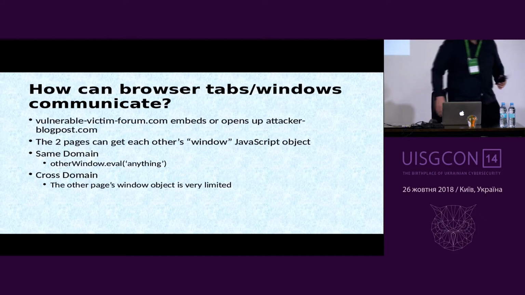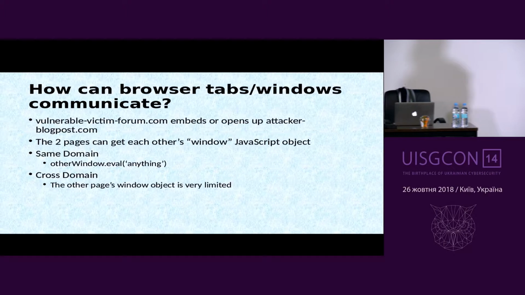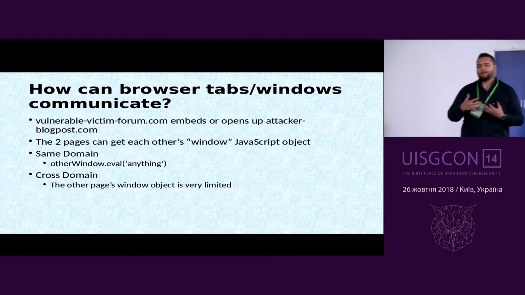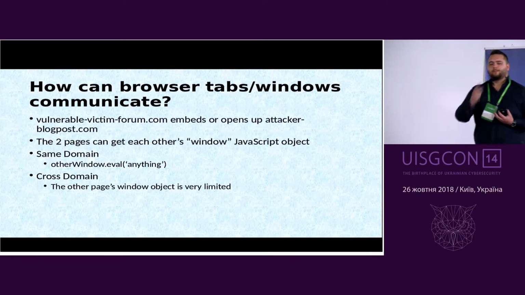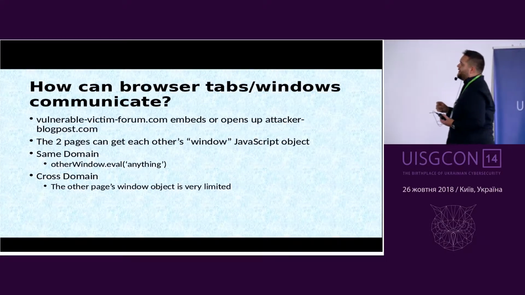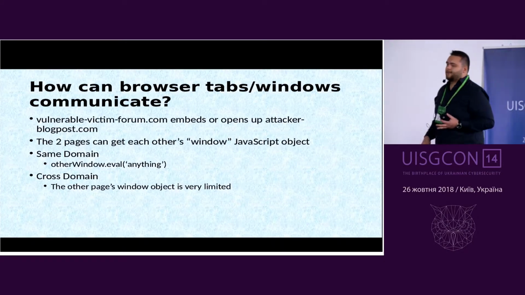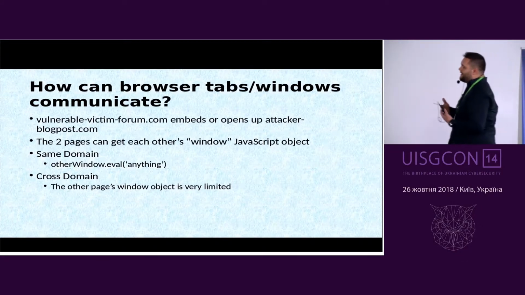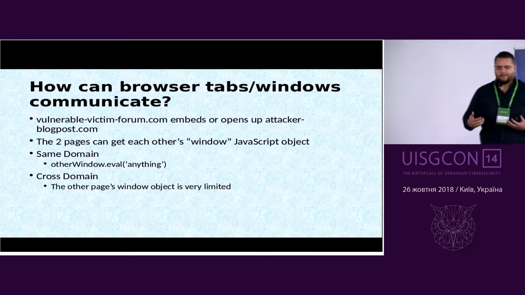So, browser communication. This only works if the two tabs are somehow connected. If you just open up Facebook.com and you manually open up Gmail.com, they cannot communicate. But if you go to vulnerablevictimforum.com and it embeds or opens up attackerblogpost.com, they will get connected, and the two pages will get each other's JavaScript window object.